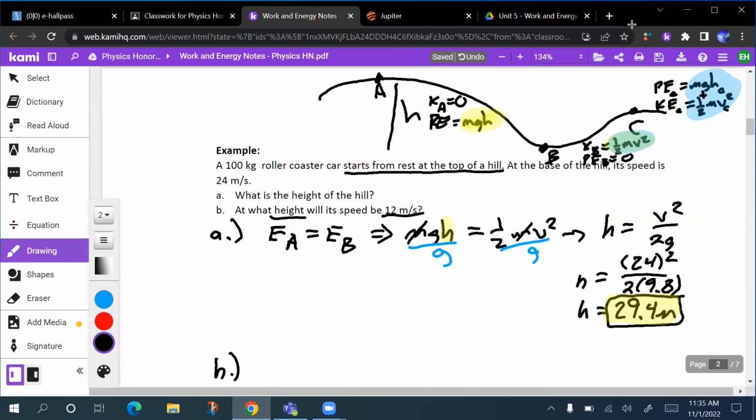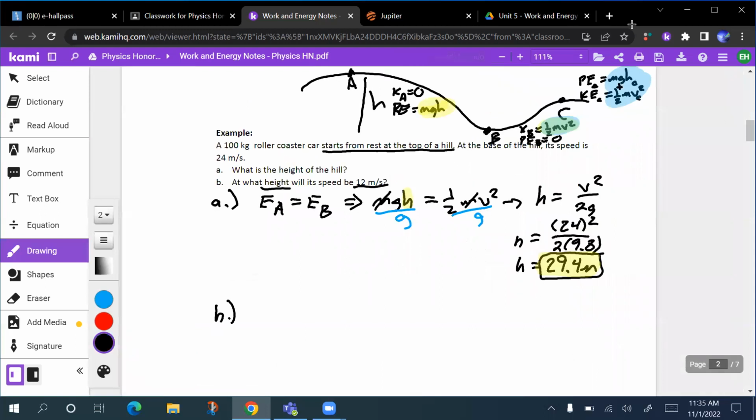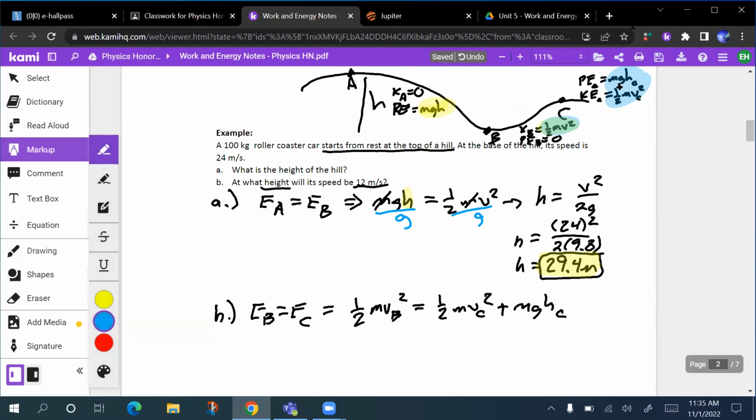Let me write that down. I'm going to work this two different ways so you can see the variety of approaches that can be done. So one possible equation: energy at B equals energy at C. So 1/2 mv_B squared equals 1/2 mv_C squared plus mgh_C. And then you're trying to solve that for h_C, how high you have to be.